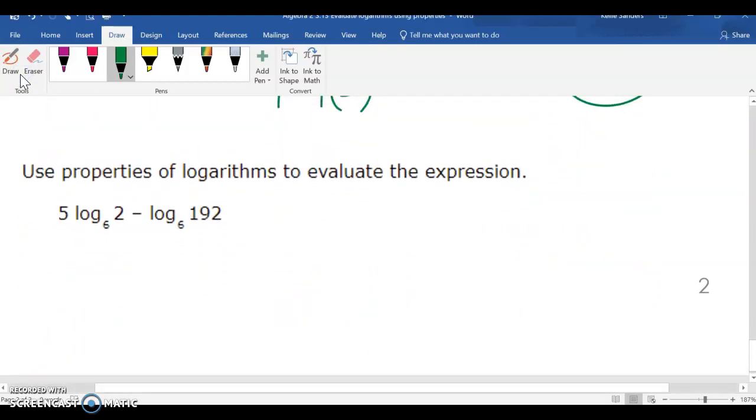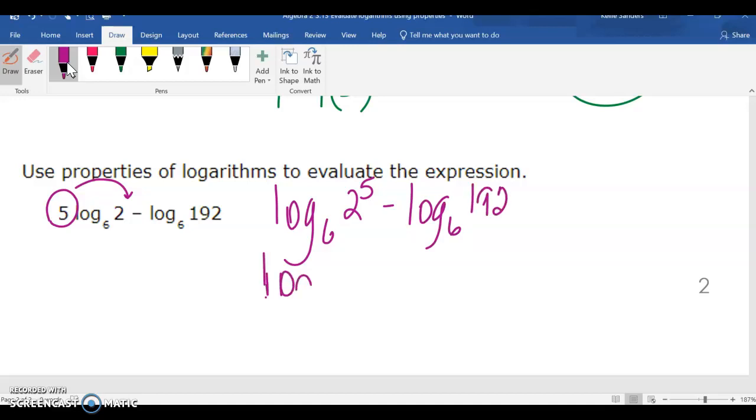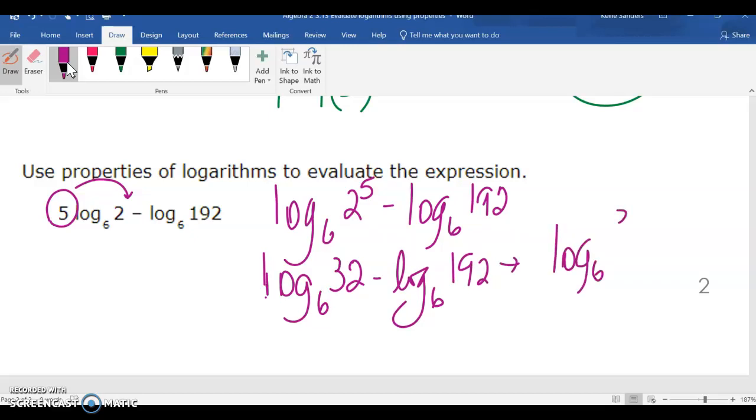Last one for Unit 5. Bring the 5 up. Do 2 to the 5, which is 32. Divide. Don't have a clue, and I'm not going to get it wrong, so I'm getting my calculator.